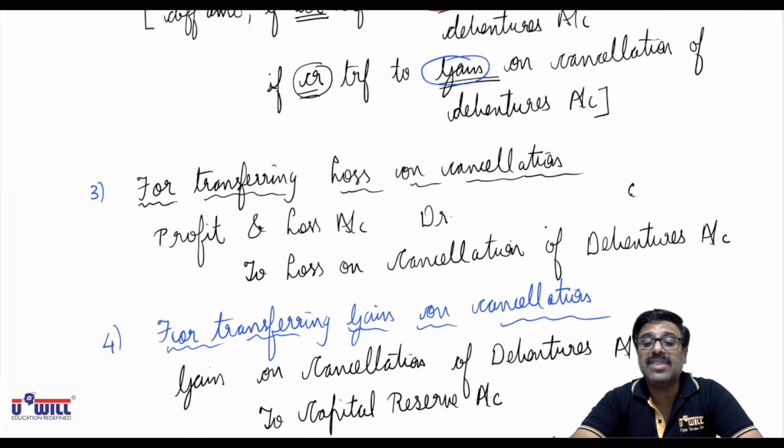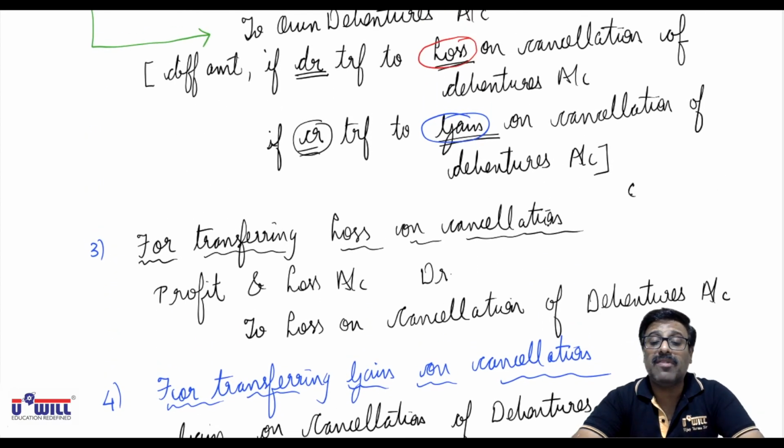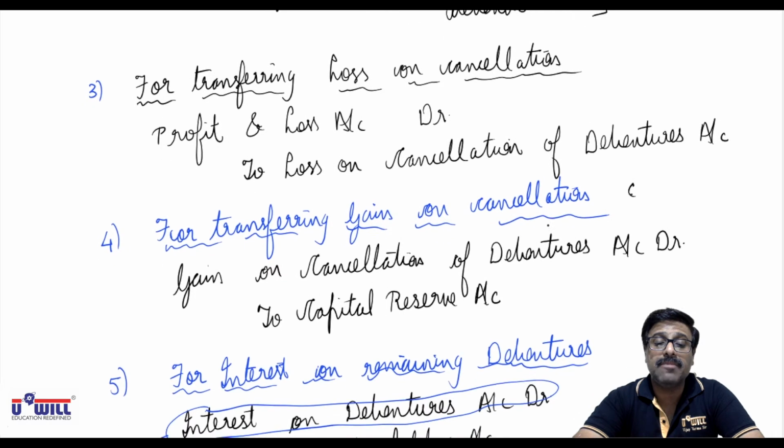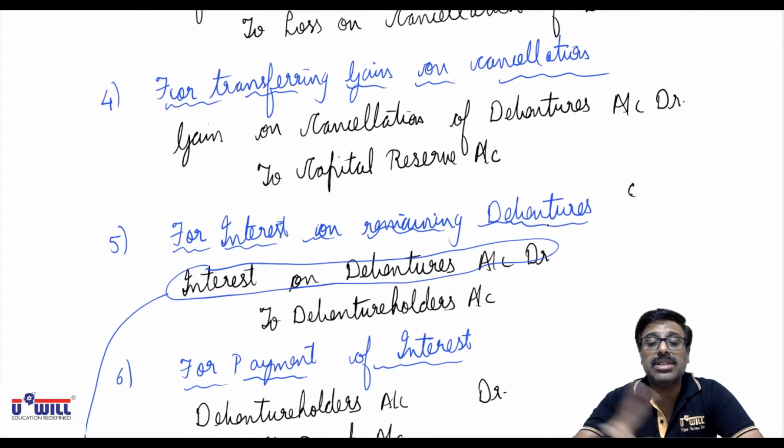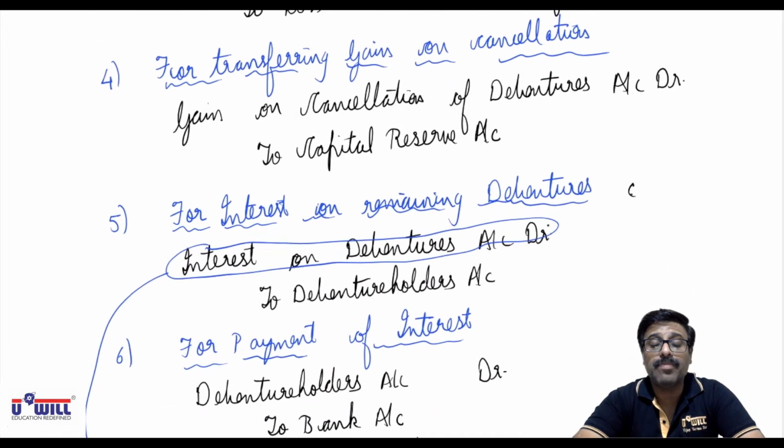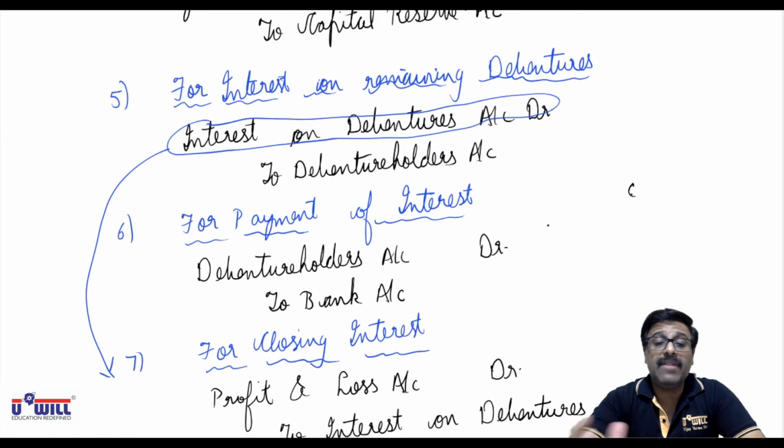So profit and loss account debit to loss on cancellation of debentures account. And instead of loss, if there is a gain, then that is a capital profit in nature. So you'll transfer to capital reserve. So gain on cancellation of debentures account debit to capital reserve account. Now, every debenture you may not be able to purchase from the open market.